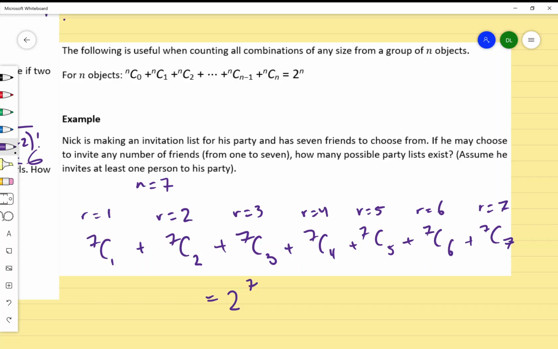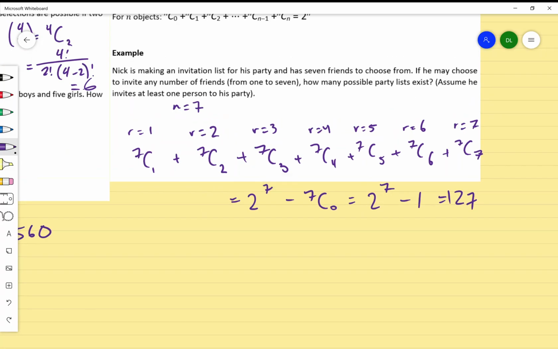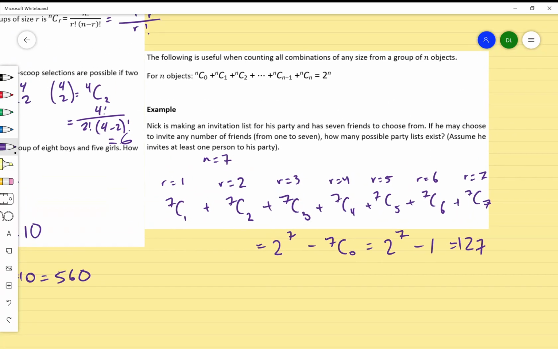Well, then that would give us the answer, except we did not include nC0. We didn't include it because 7C0 would imply there are no people to invite, and we specified earlier that we're not using 7C0. So what we can do is take away 7C0. That gives you 2 to the power of 7 minus 1, which ultimately nets you 127 possibilities. So there's a couple of shortcuts you can use, or you can just type it in the calculator to solve it.